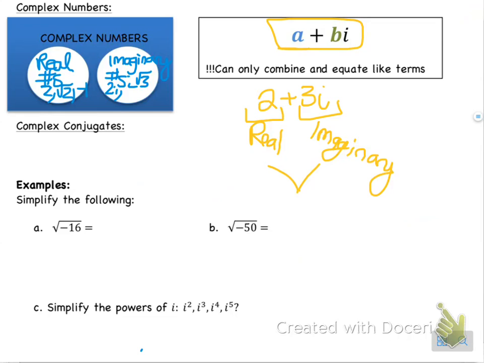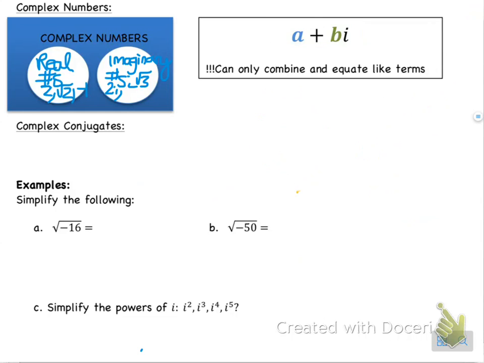Now, sometimes numbers can be deceiving. If I have the number 2, that's still a complex number because I can write it as 2 plus 0i. Same thing with imaginary numbers. If you have 3i, this is an imaginary number, but it's also a complex number because I could write it as 0 plus 3i.